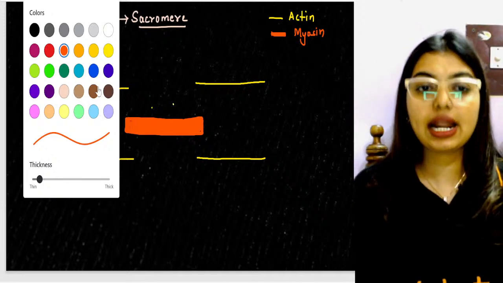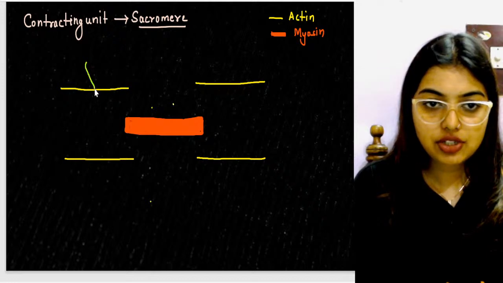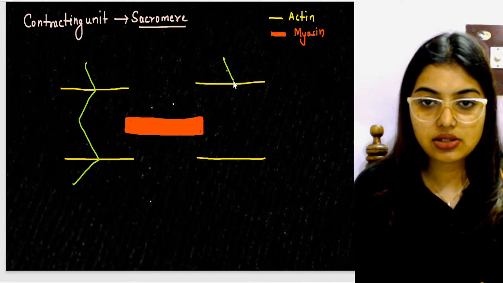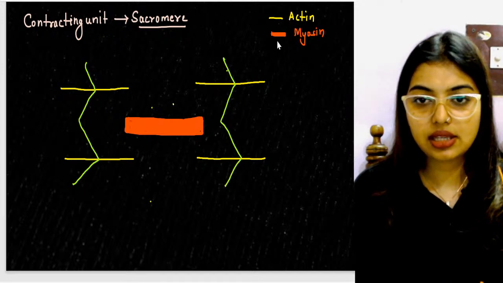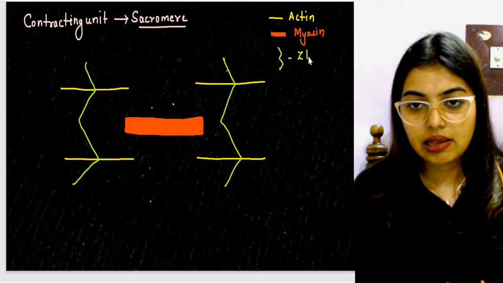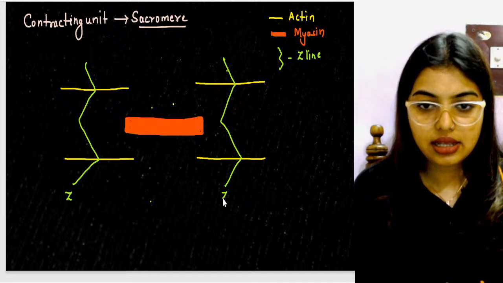To keep actin in place, there is a line which is called the Z line. What line? Z line. It's a zigzag line. So the Z line is there to keep actin in place. I'm going to be labeling it here also, Z line.